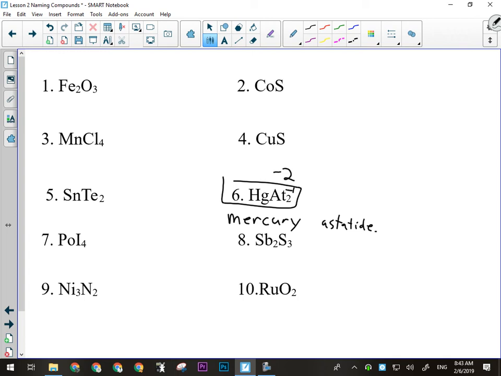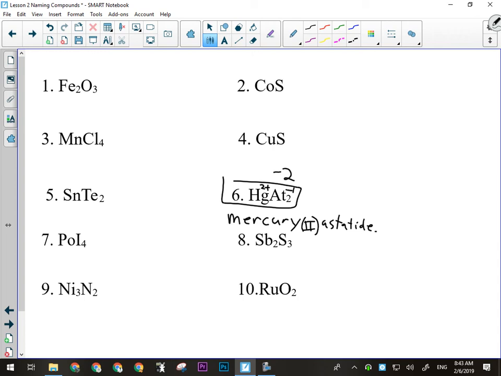All right, since there's only one mercury here, it can't be the mercury with a 1 plus charge, or this won't add up to 0. This has to be the mercury with the 2 plus charge. Okay, so this has to be mercury 2 plus. So then I would write the Roman numeral right here. This is mercury 2 astatide. All right, do one more example. Do number 5, just to kind of reiterate this.